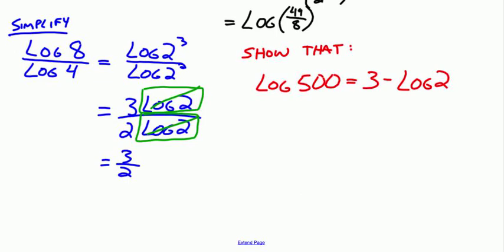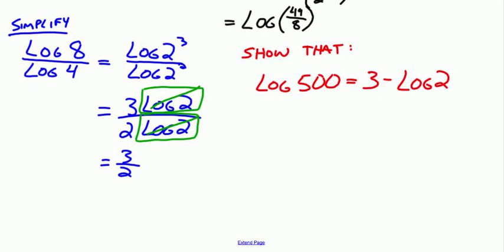All right, so when this says that we need to show something, that means we're basically going to work one side or the other to get it to look like the opposite. So I'm going to start maybe by 3 minus log of 2. So I need to get that thing to look like log 500. Or the other way around. I could go log 500 and work to get that thing to look like 3 minus log of 2. And actually, I think that's the route I'm going to go.